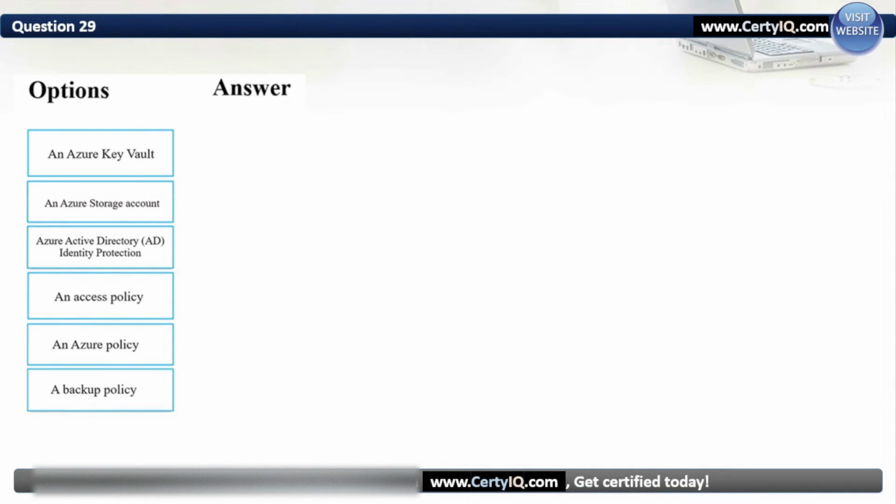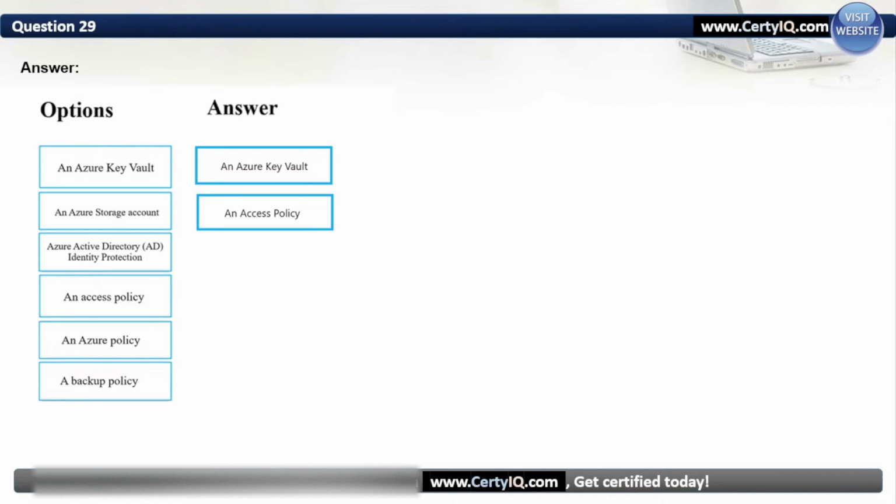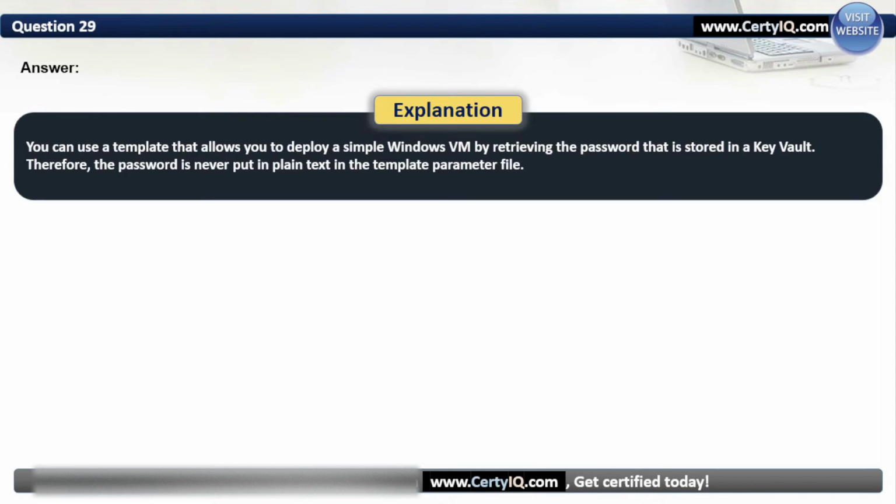The options provided to us are an Azure Key Vault, an Azure Storage Account, Azure Active Directory Identity Protection, an Access Policy, an Azure Policy, and a Backup Policy. The correct options are an Azure Key Vault and an Access Policy. You can use a template that allows you to deploy a simple Windows VM by retrieving the password that is stored in a key vault. Therefore, the password is never put in plain text in the template parameter file.